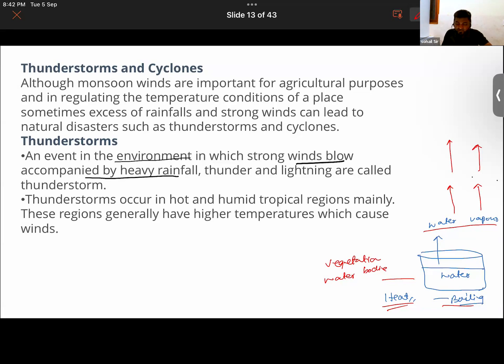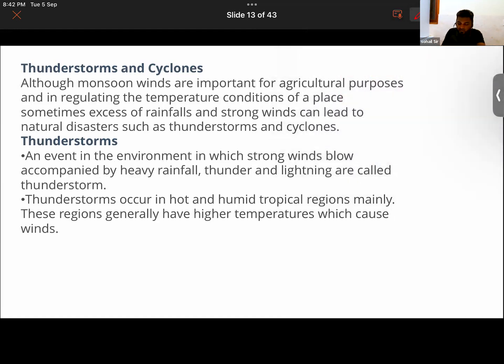In the process of evaporation or in the process of boiling, whatever heat was being gained by the water molecules here, it is being released when there is rainfall. During the time of rainfall, all that heat gained during evaporation by the water vapor is being released back into the air.